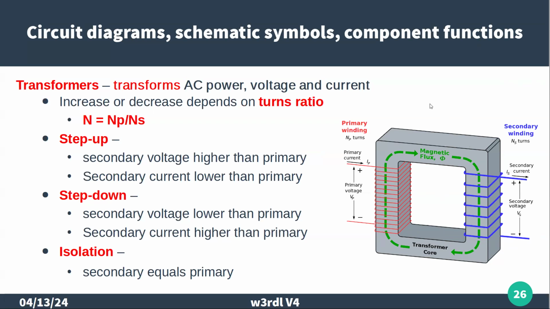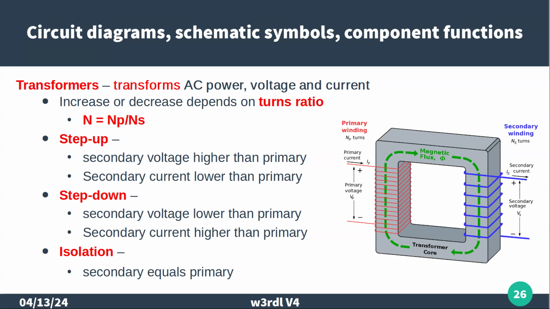If the turns ratio is such that there's more turns on the secondary winding than on the primary, we call that a step-up transformer, where it will increase the voltage and conversely decrease the current. If it's the opposite and there's less turns on the secondary, we call it a step down transformer. And we'd have higher current, lower voltage. The power has to be the same.